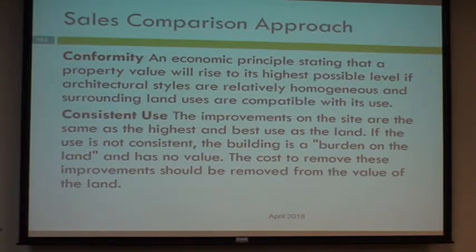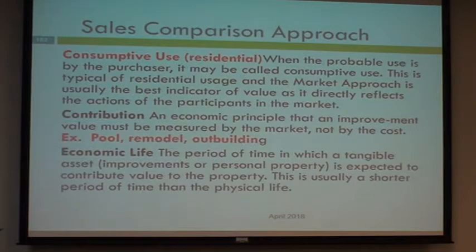Consistently used though. So sometimes you got a property that becomes a burden. Remember I told you yesterday, this consumptive use stuff is out there. You're gonna see some of that. When the probable use is the purchaser, it may be called consumptive. In other words, the consumer is buying the property. It's typical of a residential usage, and the market approach is generally the best indicator of value that directly reflects actions of participants in the market.